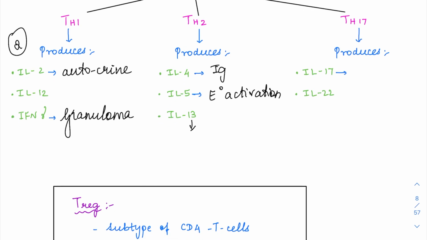Then we have interleukin 13. We all know it is an anti-inflammatory cytokine, right? Anti-inflammatory cytokines like interleukin 6, 10, 13, TGF-beta. So 13 is an anti-inflammatory cytokine produced by the Th2 subset. Then we have the Th17 subset, which produces interleukin 17 and interleukin 22. So interleukin 17 is going to recruit neutrophils and monocytes. This again we had seen in inflammation.